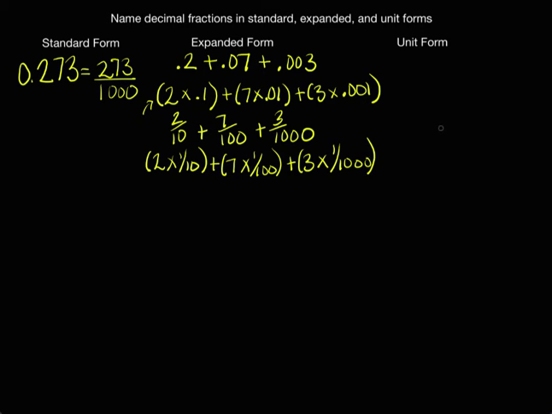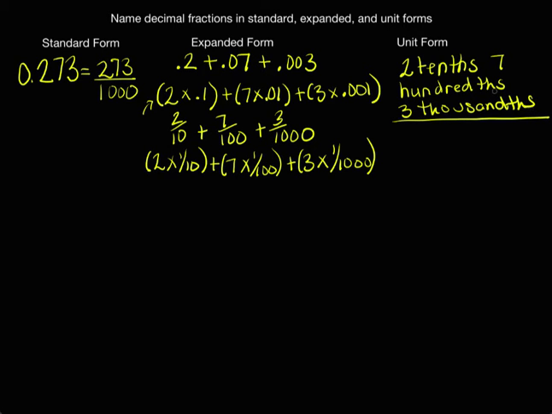Now, unit form is when we're going to name how many we have of each place value. So to start with, we can just start with the 2 here. We have 2/10. And unfortunately, I'm not going to be able to write it all in the same line. We have 7/100. And we also have 3/1000. I could put those all on one line, but I just don't have the room.